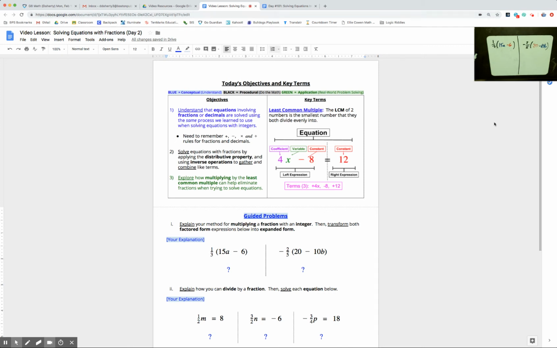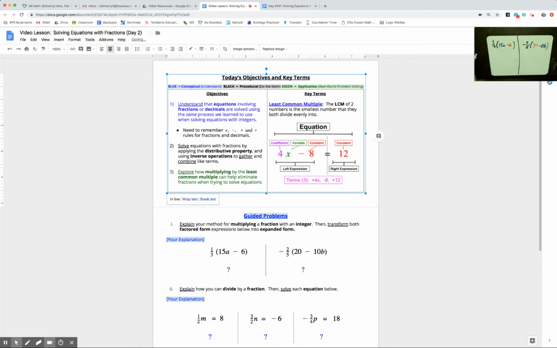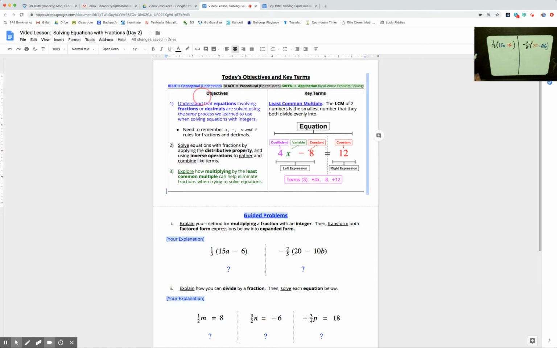Good morning. In this video lesson, today we're going to continue to focus on solving equations that have fractions involved in them. Our objectives today are the same as yesterday. Our big focus is to understand that when the equations involve fractions or decimals, we're going to be using the same process we use to solve equations.